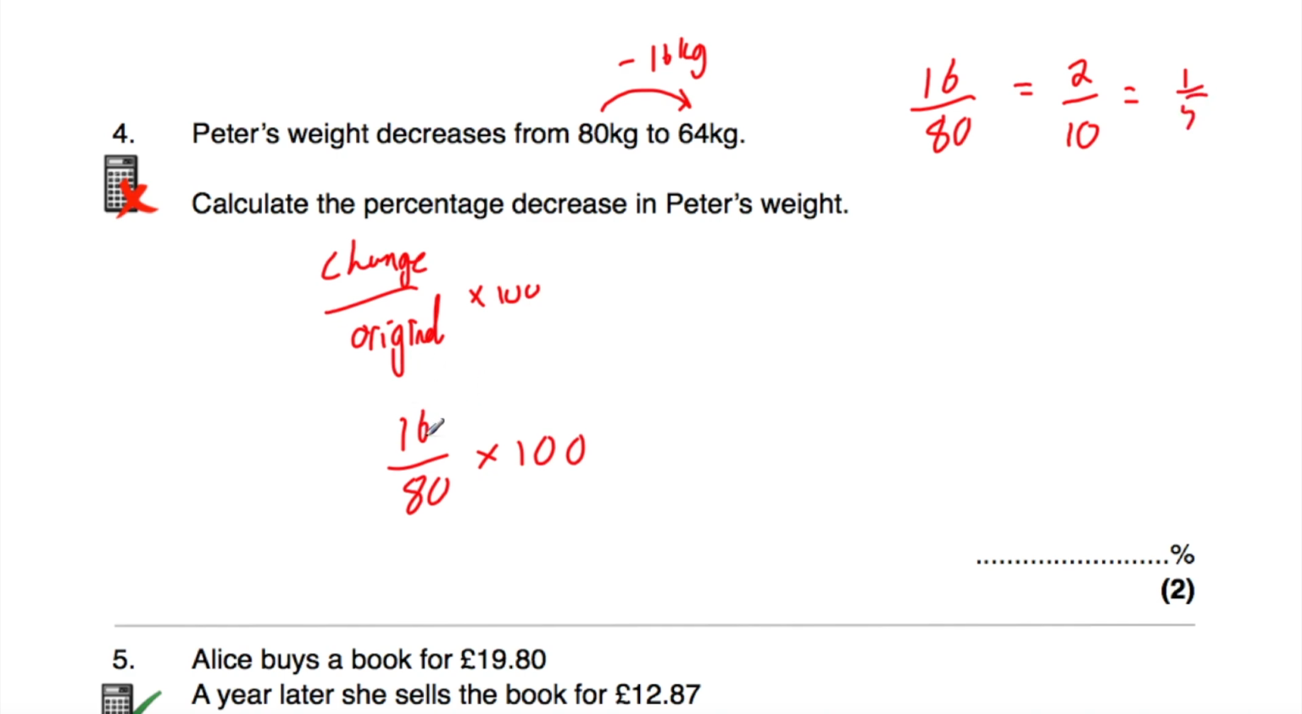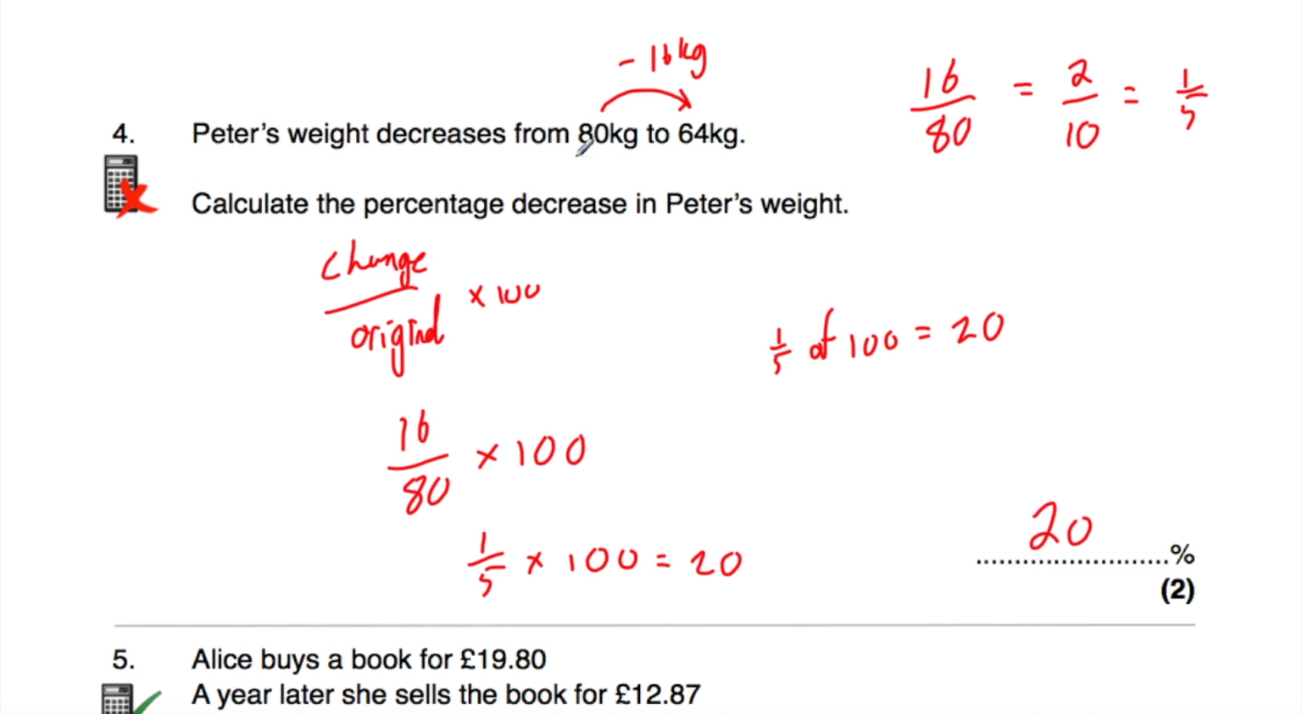So instead of doing 16/80 times 100, I'm going to do 1/5 times 100. And 1/5 times 100 is the same as 1/5 of 100. So if we work out 1/5 of 100, that'll be the same as that answer. So 1/5 of 100, well, we just divide by the bottom and times by the top. So we're going to take 100, we're going to divide by the bottom. So 100 divided by 5 is 20, and then times by the top is just 20. So that means that 1/5 times 100 is equal to 20. So that means that there's a 20% decrease in Peter's weight.